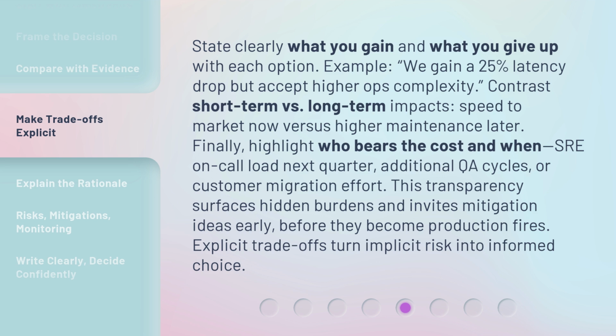Finally, highlight who bears the cost and when. SRE on-call load next quarter, additional QA cycles, or customer migration effort. This transparency surfaces hidden burdens and invites mitigation ideas early, before they become production fires. Explicit trade-offs turn implicit risk into informed choice.